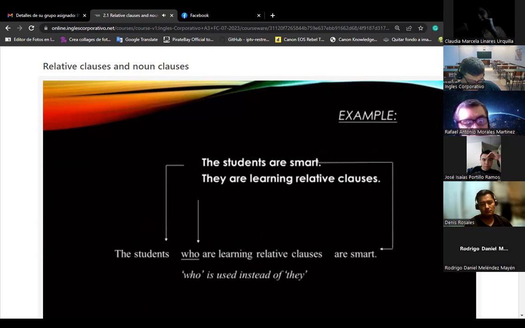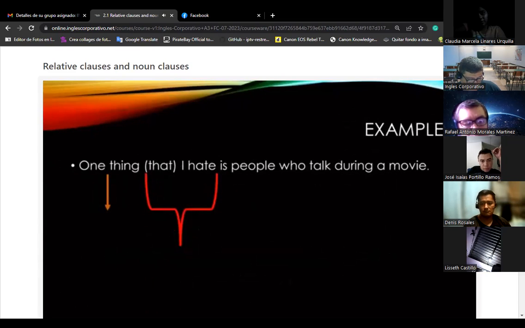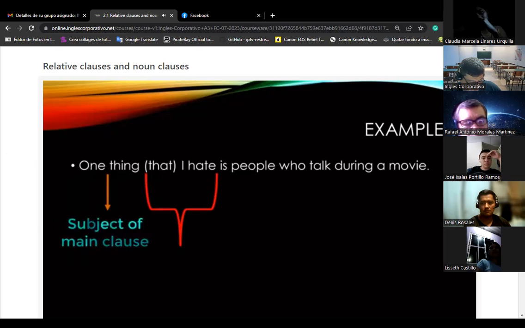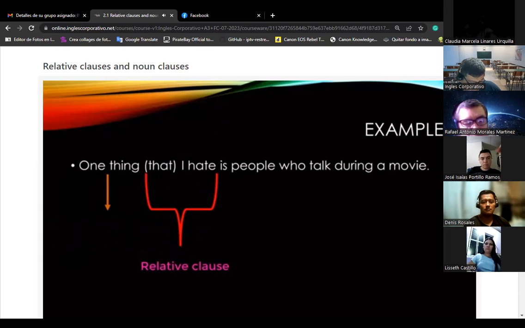Example, the students are smart. They are learning relative clauses. The students who are learning relative clauses are smart. Who is used instead of they. Let's go over this example. One thing that I hate is people who talk during a movie. One thing is the subject of the main clause. Leaving us with that I hate is the relative clause that describes the subject.